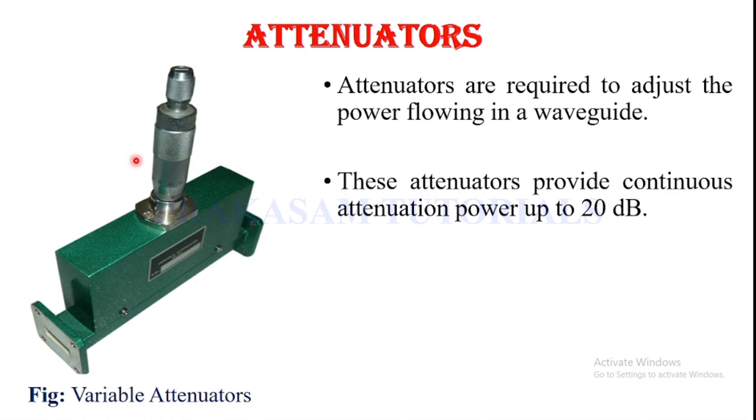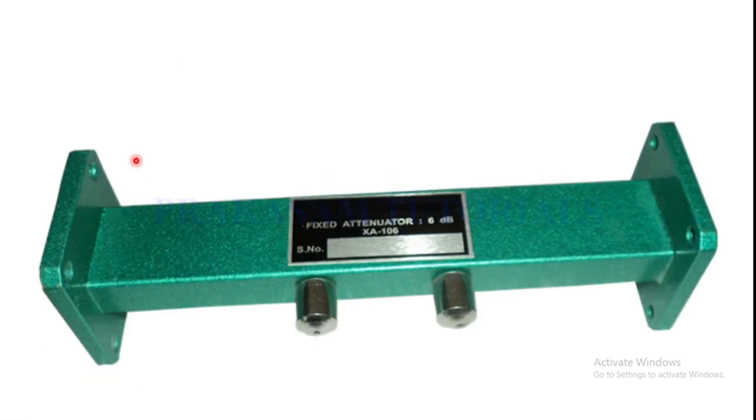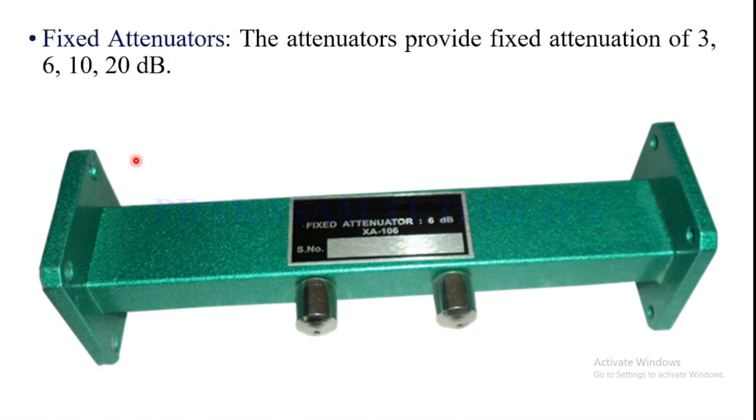This is the variable attenuator waveguide component, and this is the fixed attenuator waveguide component. The fixed attenuators provide fixed attenuation of 3 decibel, 6 decibel, 10 decibel, 20 decibel. The variable attenuator provides continuous power attenuation up to 20 decibel. The 3 decibel fixed attenuator provides a fixed attenuation of 3 decibel, the 6 decibel fixed attenuator provides a fixed attenuation of 6 decibel, and similarly 10 decibel and 20 decibel.